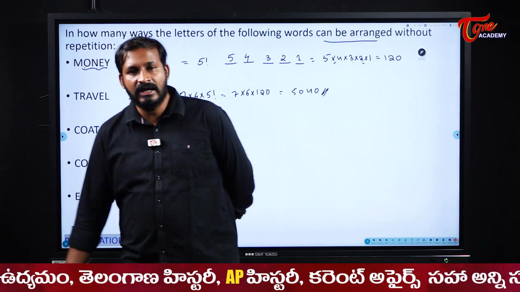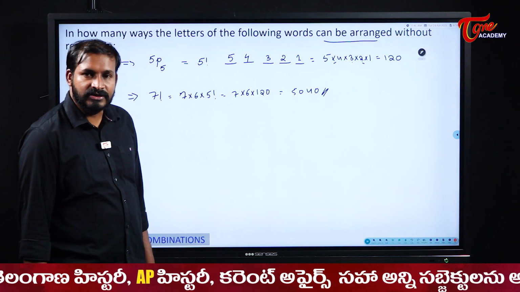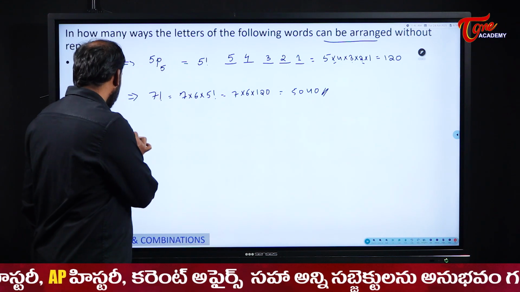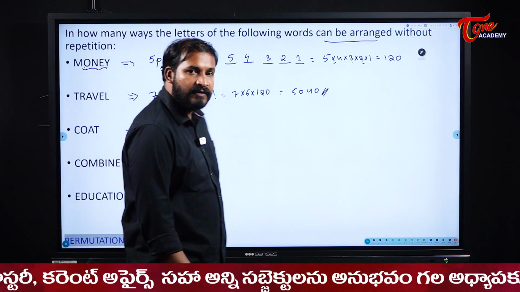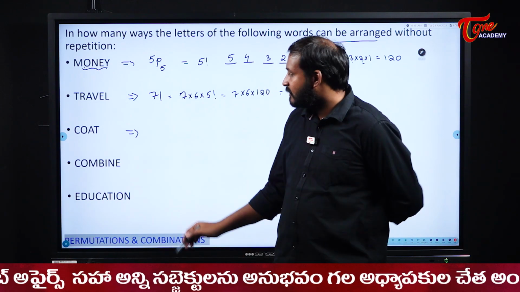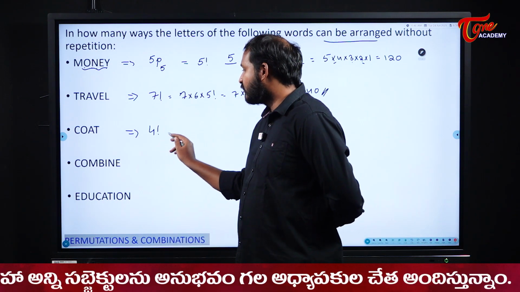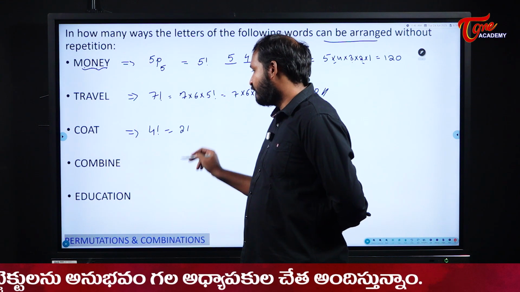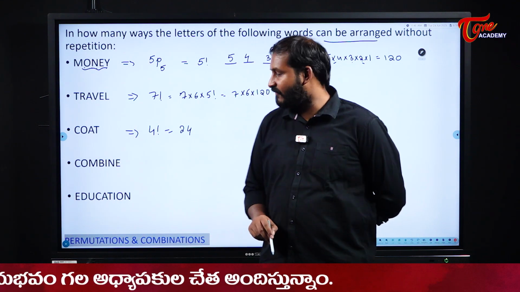5040 is a 7 factorial. Next, see here, quote. The letters of the word quote can be arranged in how many ways? 4 factorial ways. So this will become how much? 24. 4 factorial is nothing but 24.